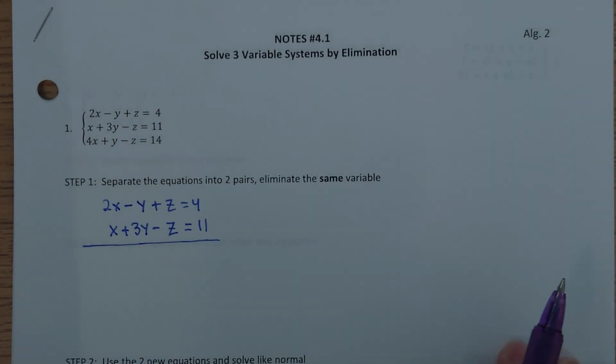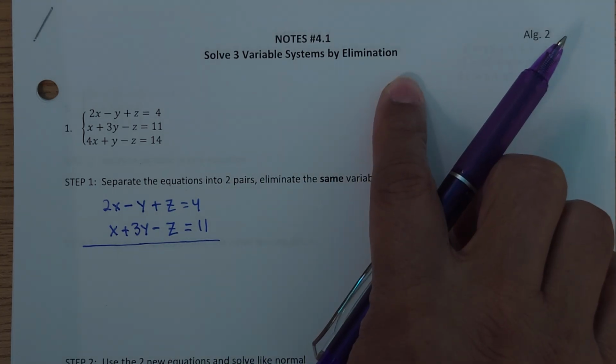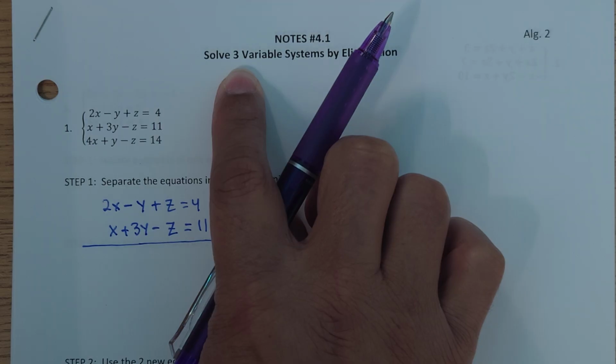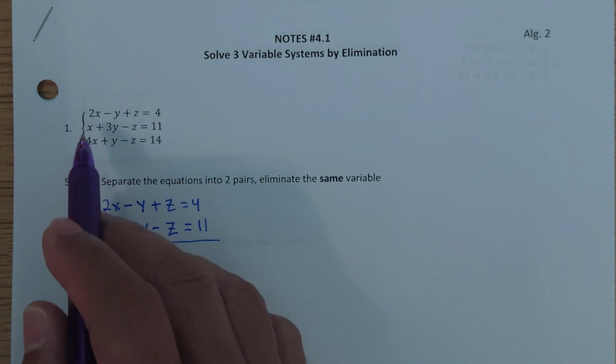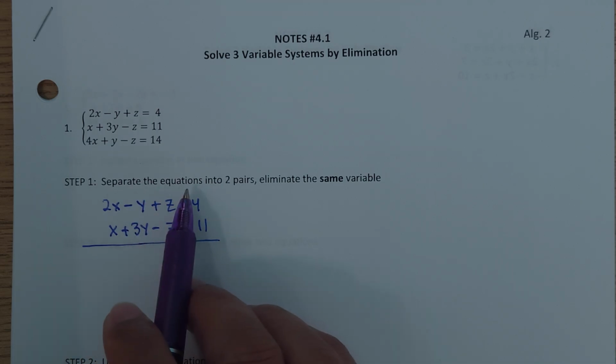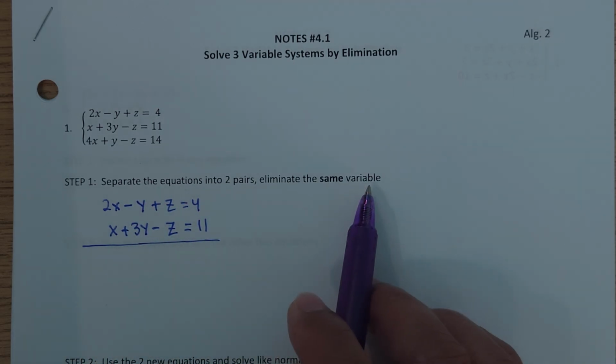Hi everyone, in this video lesson you're going to learn how to solve systems of equations by elimination, and notice we're going to have three variables in these examples for this lesson. Okay, so there's x, y, and z. So step number one, you're going to separate equations into two pairs and eliminate the same variable.